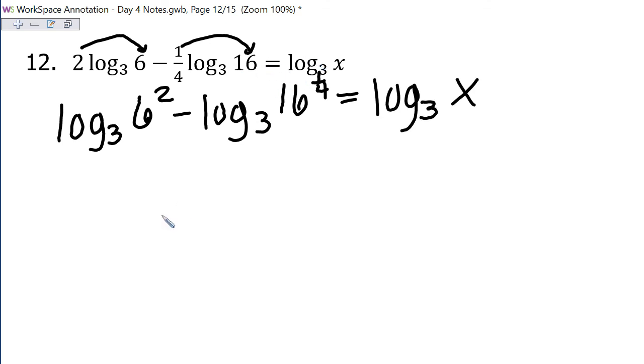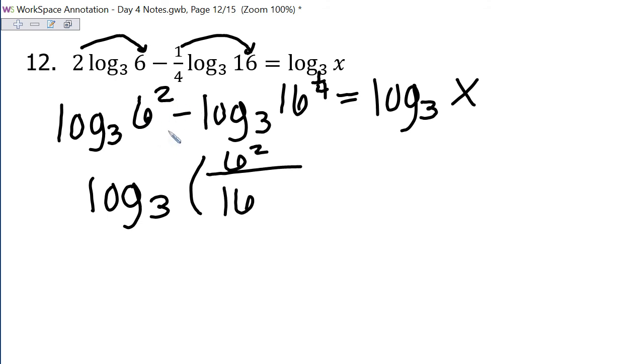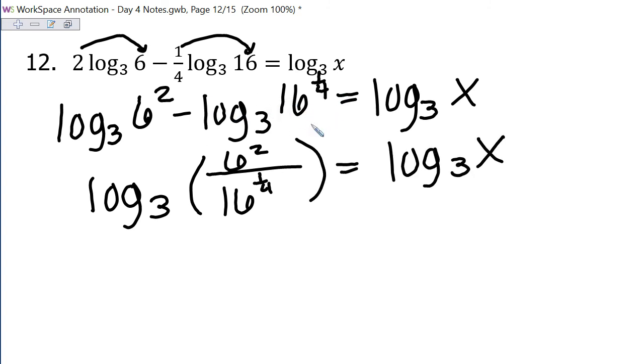Do I still have a single logarithm? No. So if I have subtraction, what do I change it to? Division. So this would be log base 3, and I would have 6 squared up top, and the bottom would be 16 to the 1/4 power. That equals log base 3 of x.